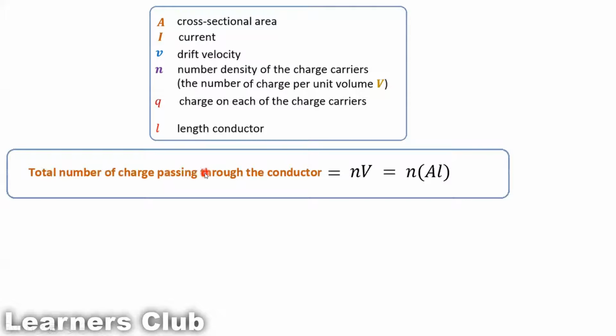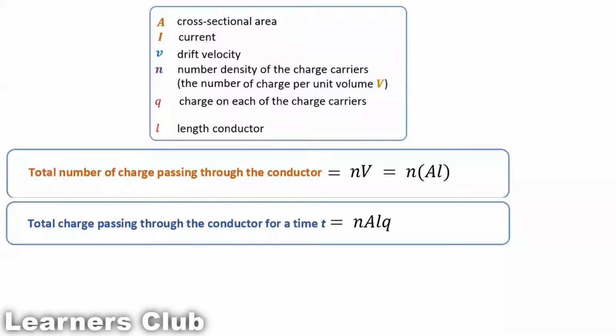Now we are going to derive a formula. The total number of charge carriers in the conductor is nV. Why is it nV? We already know n means number of charges per unit volume. So if I take n into V, that is the total number of charge carriers in the conductor. Volume is the product of cross-sectional area and length. So our cross-section is A and our length is L. So volume is equal to A into L. Total charge passing through the conductor for a time t is equal to nALq.